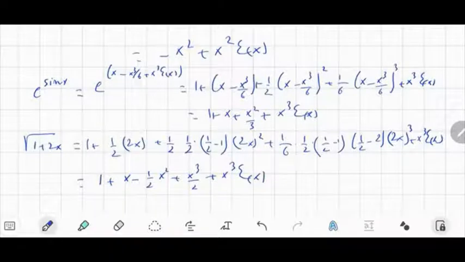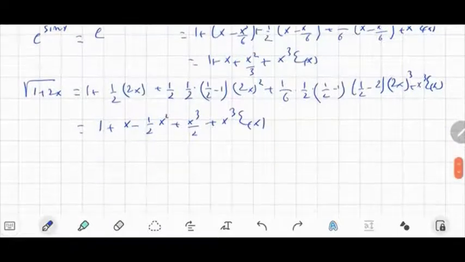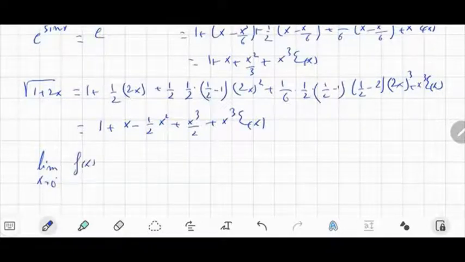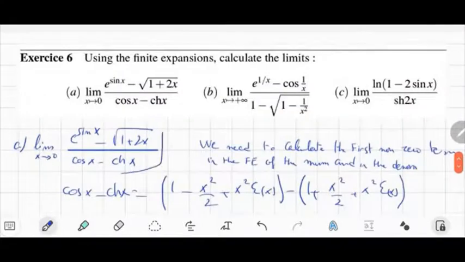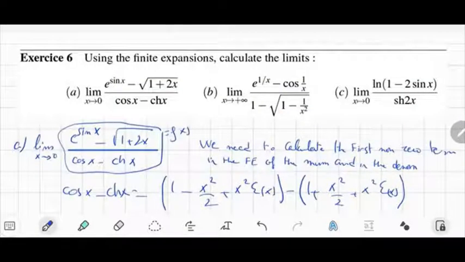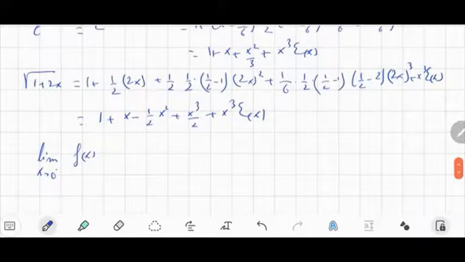So now we can look at the difference. If we calculate the difference, the 1 will vanish, the x will vanish, the x2 will not disappear, so we needed only the x2, we didn't need to go to the x3 term. So the limit when x tends to 0 of f of x will be equal to the limit as x tends to 0 of the ratio of these two finite expansions.